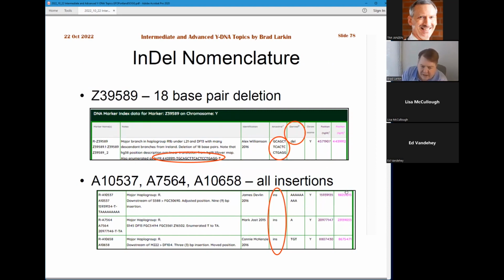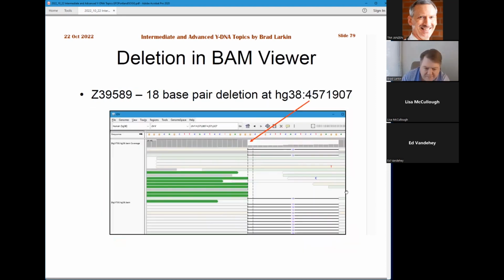It's a large 18 base pair deletion. Here's some insertions, a 10537. You see there the ancestral state is just INS because it didn't exist ancestrally. Mathematically, you could call it null, but anyway, it just evolved that the standard is to just put INS for insertion. The top one is an insertion of like 9 A alleles. The second one is just 1A, and the third one is a TGT. What do those look like in a BAM viewer? Here's the 39589, that 18 paired deletion.